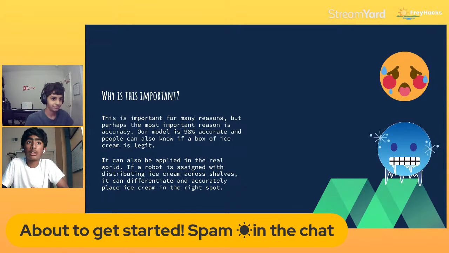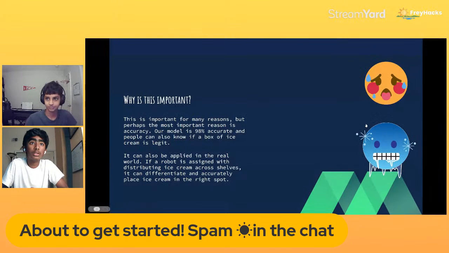Why is this important? This is important for many reasons, but perhaps the most important reason is accuracy. Our model is 98% accurate, and people can also know if a box of ice cream is legit. It can also be applied in the real world. If a robot is assigned with distributing ice cream across shelves, it can differentiate and accurately place ice cream in the right spot. Oh, sorry.